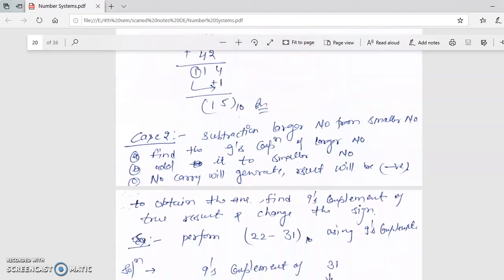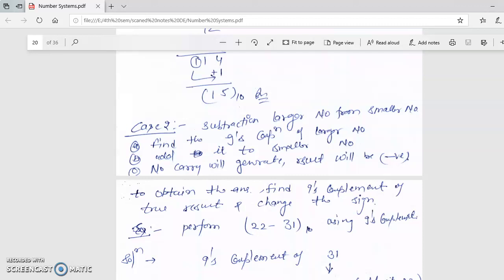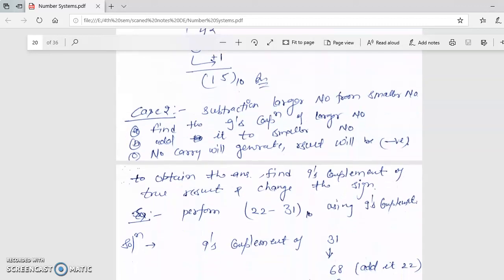Case 2, subtraction of larger number from smaller one. This is a special case.